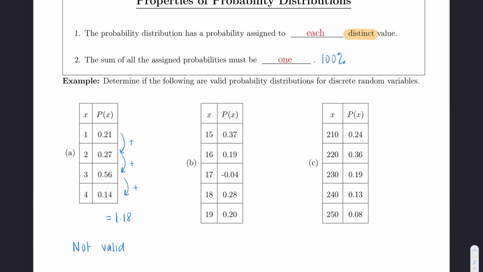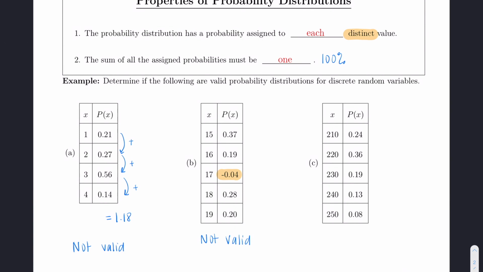In part B, my variable is discrete because it's countable. Everything shows up once, 15 through 19. But when I check my probabilities, before I'm adding any numbers together, I'm going to make sure that all of my probabilities are accurate or valid. When I check this one, I see negative 0.04. It's impossible to have a negative probability, so that means that this is not a valid probability distribution either. Here, I didn't even have to add up the numbers because it doesn't matter if they add up to 1 because of that negative probability.